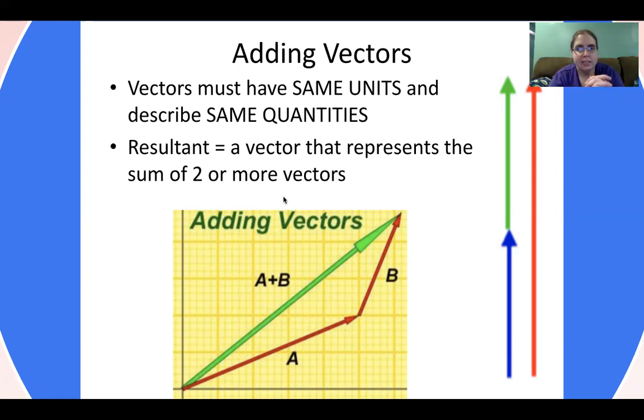The resultant is the vector that represents the sum of two or more vectors. So here we have A and there's B. This green line is showing you the combination of A and B. So that's if they're going at angles. If they're going in straight lines, if they're going in the same direction, we have 1 plus 2 would give us, this would be our resultant vector.